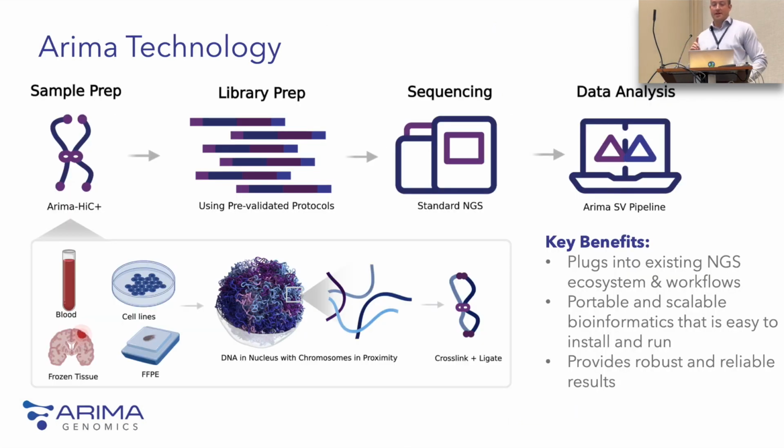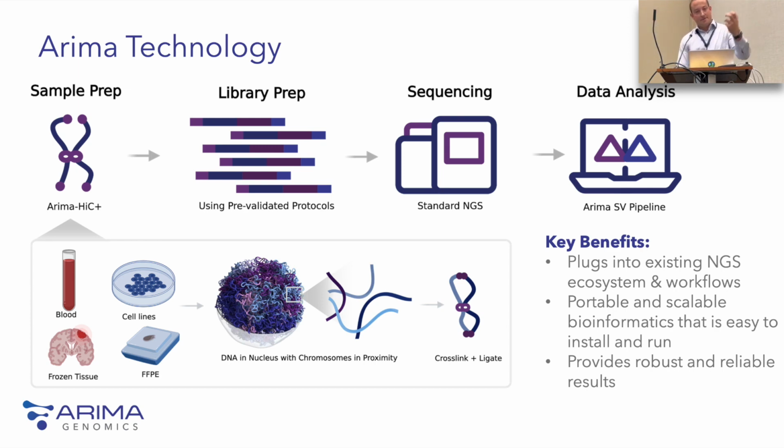And I have one workflow slide here. The Arima technology is called Arima IC+, which is really a glorified DNA extraction technique, where a variety of different sample inputs come in: blood, cell lines, frozen tissues, FFPE tissues. The key thing is that cells in all of these different sample types are intact, and within a cell, the three-dimensional genome is fixed into place, right? So it's not a bunch of linear chromosomes floating around. It has that three-dimensional structure.